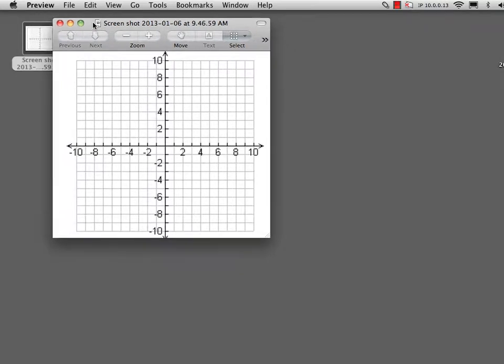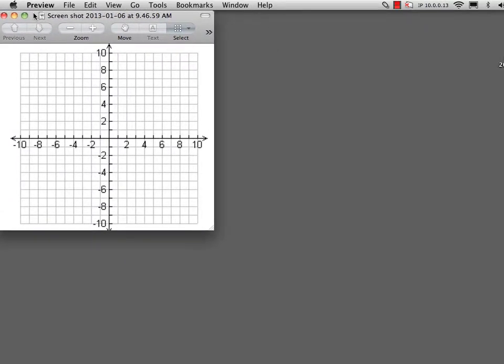First of all, let's realize the distance formula is simply the result of the Pythagorean theorem. So let's start with an example.